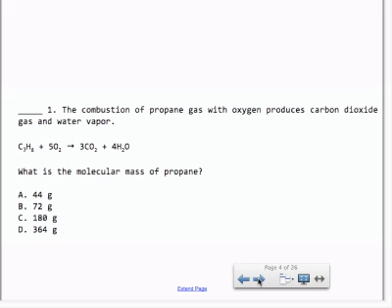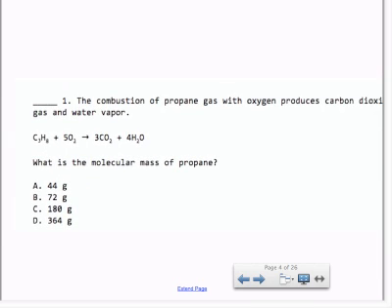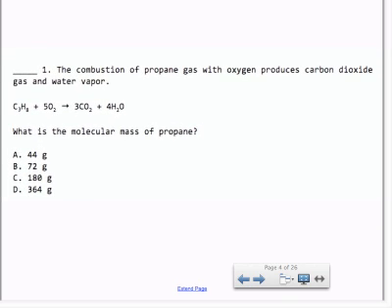All right, so on to the questions. Combustion of propane gas with oxygen produces carbon dioxide and water vapor. What is the molecular mass of propane? Well, if you didn't already know what propane was, which is C3H8, you should hopefully have been able to do that by process of elimination, because all the other things, oxygen, carbon dioxide, and water, are all mentioned, so you should know that that's C3H8.